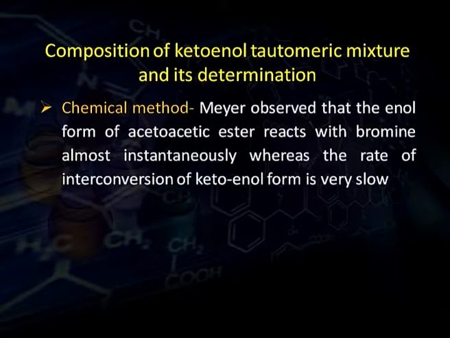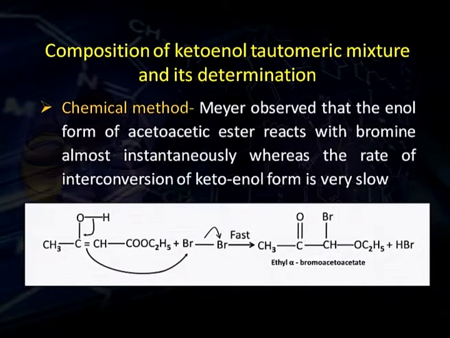Now, we will find out the composition of keto and enol forms by different methods. The first method is the chemical method. Meyer observed that the enol form of ethyl acetoacetate reacts with bromine instantaneously, and the interconversion of keto form to enol form was very slow.